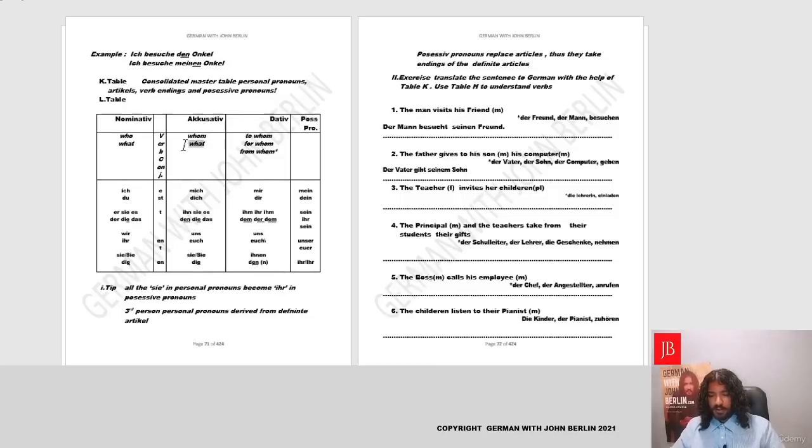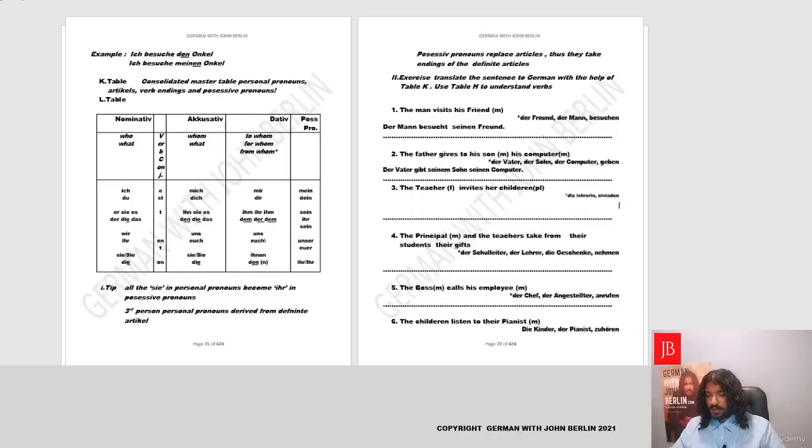Yes, his computer. What does he give? Computer is masculine, den Computer. We don't need den, we need possessive pronoun. That is his. His is mein, dein, sein. We'll pick up sein and give it the ending of en. Perfect. Seinen Computer. Fantastic. Okay, moving forward, the teacher invites her children. So basically, who invites? Teacher is feminine, so we'll go to der, die, das.